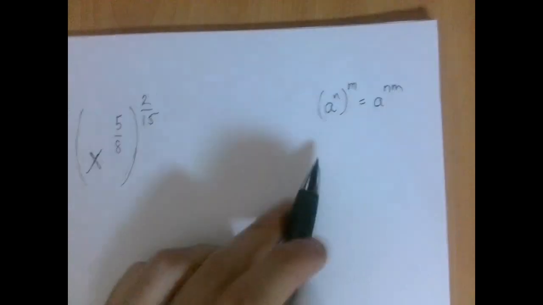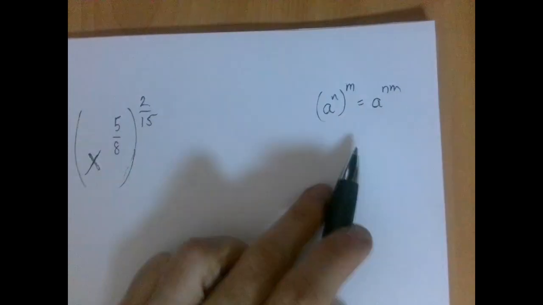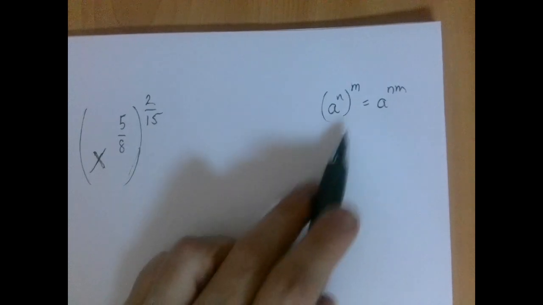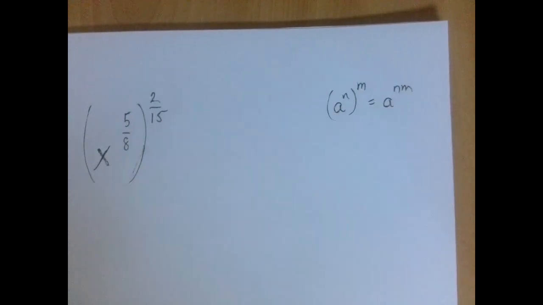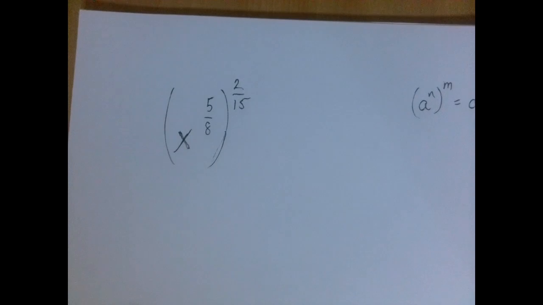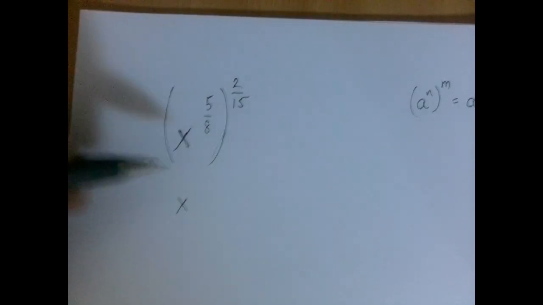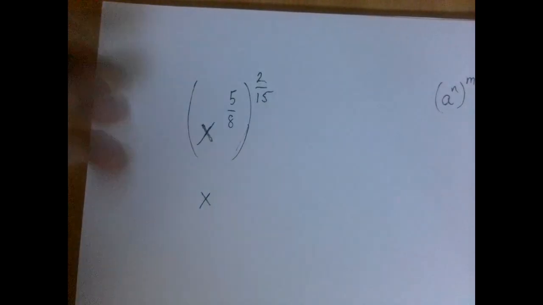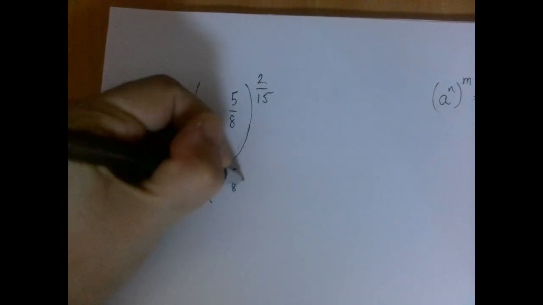Okay, so the next one is x to the 5 over 8 further exponentiated to the power of 2 over 15. Again, it doesn't matter how crazy the exponents are, those very basic natural rules of exponents still remain true. So repeated exponentiation means we can multiply the exponents, and that's what we're gonna do. So this equals x to the whatever 5 over 8 times 2 over 15 is.